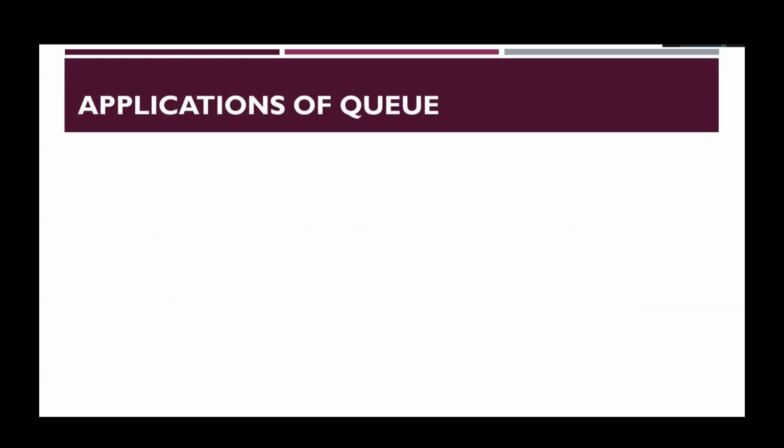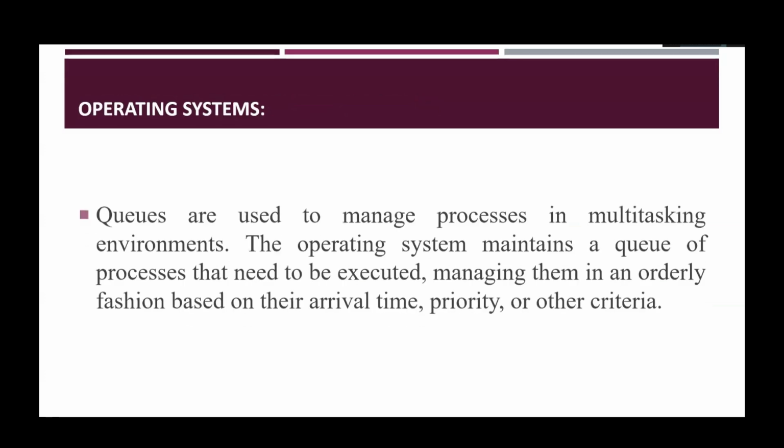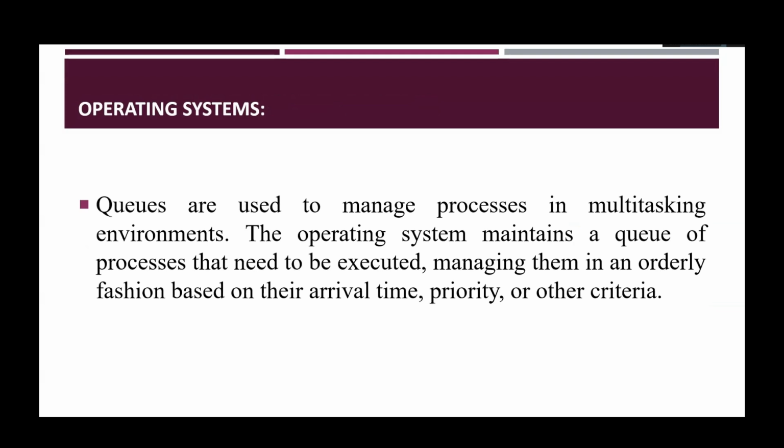Next, what are the different applications that can be performed with the queue? If we are using a queue, what are the things we can do? The first application is the operating system. In an operating system, processes are managed by the queue in a multi-environment system. Multi-environment or multitasking means more than one task can be executed simultaneously.